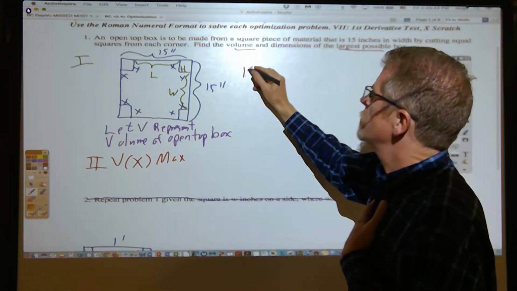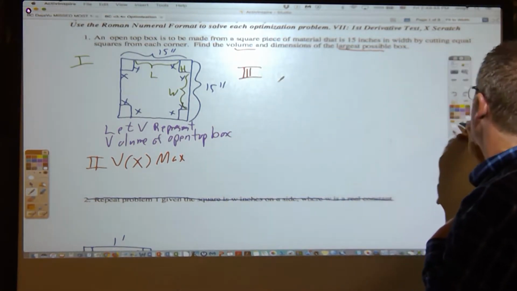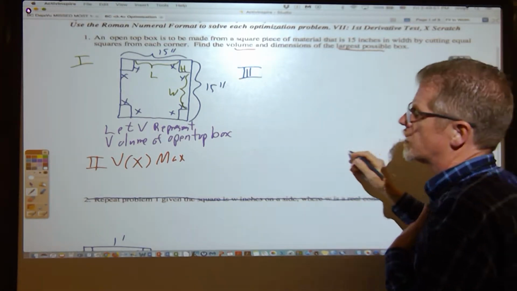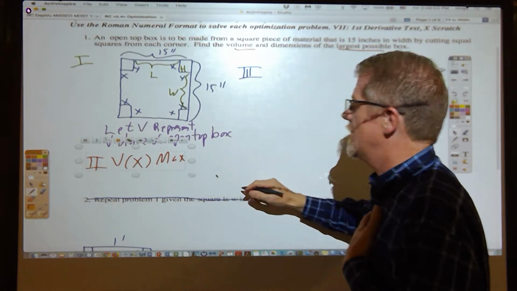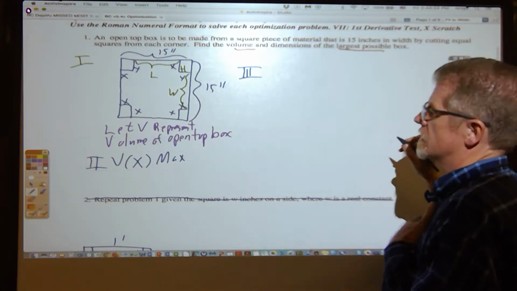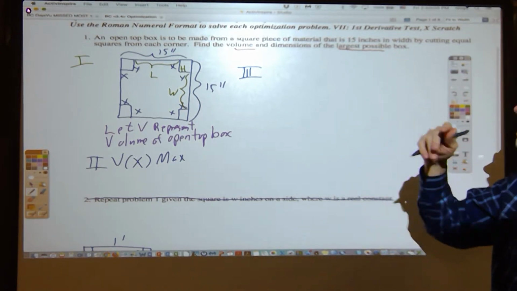Now, Roman numeral 3. And by the way, I will be putting in red the things that are not required for you to write down. So I've got to change this to non-red. Anything that's red is not required. So far, it's all required.